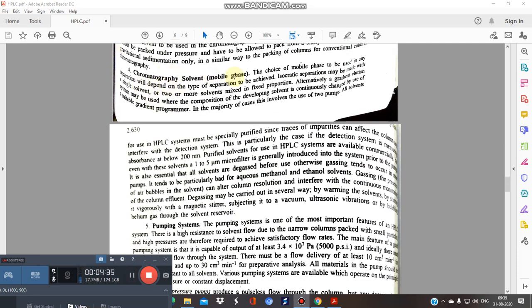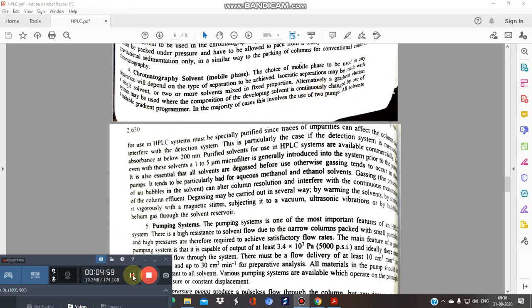So again, what about the mobile phase? Again, two types of elution will be there: isocratic separation and gradient elution. Isocratic separation may be made with a single solvent, or two or more solvents in a fixed proportion. The proportion will not change throughout the process or throughout the elution. Whereas in gradient elution, the developing solvent is continuously changed.